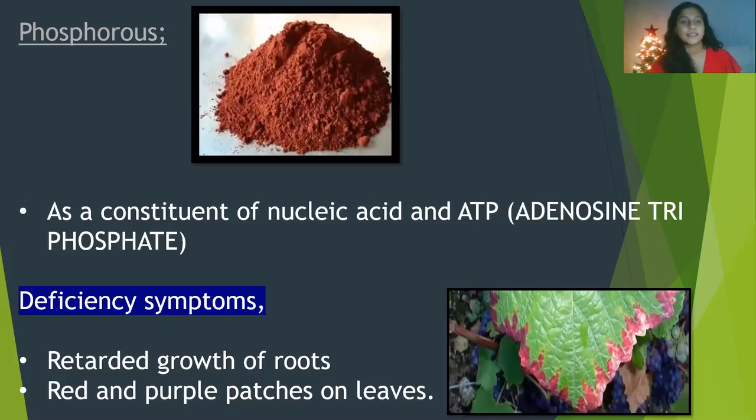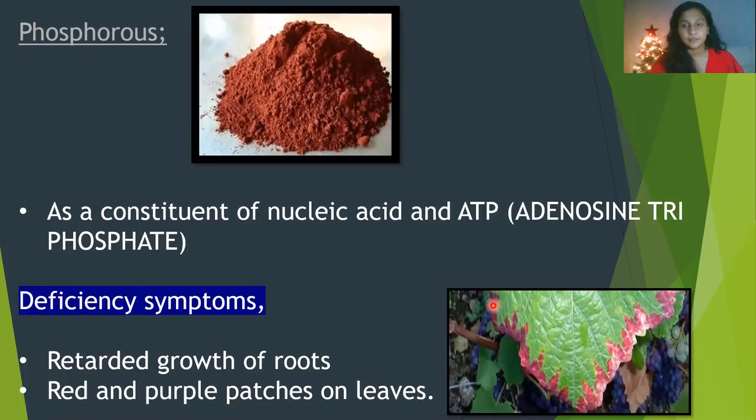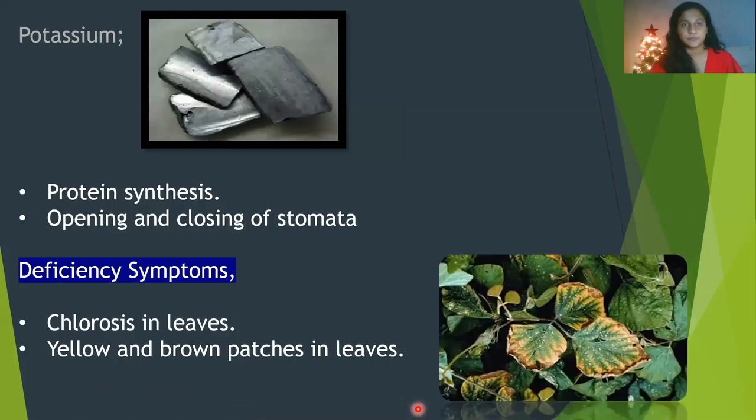Right, phosphorus. So phosphorus as a constituent of nucleic acid and ATP. ATP means adenosine triphosphate. Y'all will learn that actually ATP in cellular respiration, okay? So deficiency symptoms are retarded growth of roots and red and purple patches on leaves. So here you can see in this leaf, red and purple patches are there, right? That is due to phosphorus deficiency.